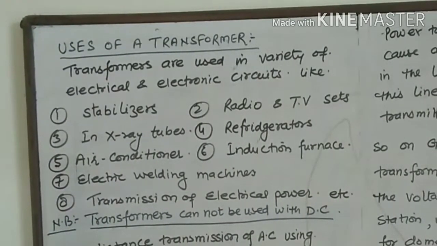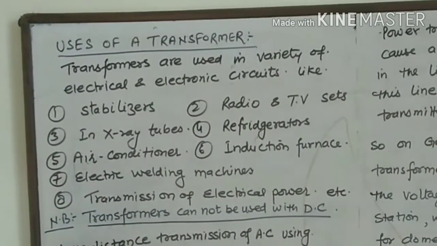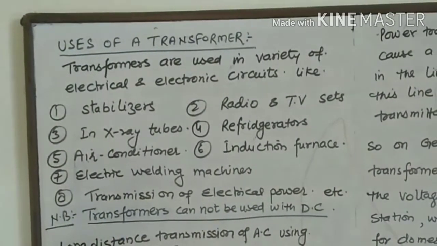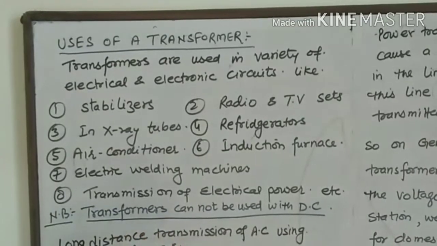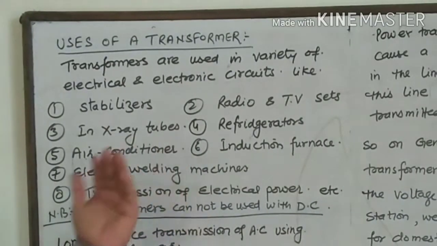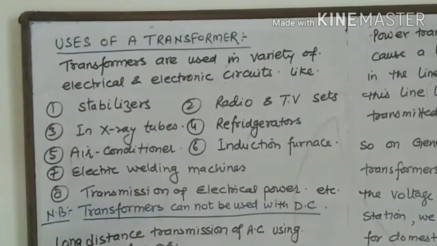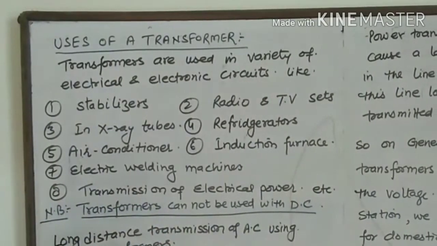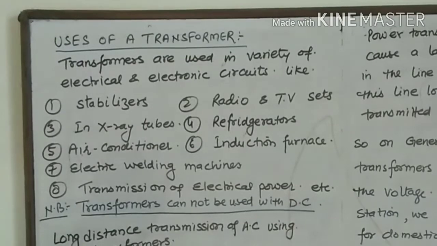इसके अलावा हम ट्रांसमिशन ऑफ इलेक्ट्रिकल पावर। The most significant use of transformer is transmission of electrical power. यहां पर कोर टाइप ट्रांसफॉर्मर यूज होते हैं। In above machines, transformers used are shell type, but here in transmission of electrical power, core type transformers are used.